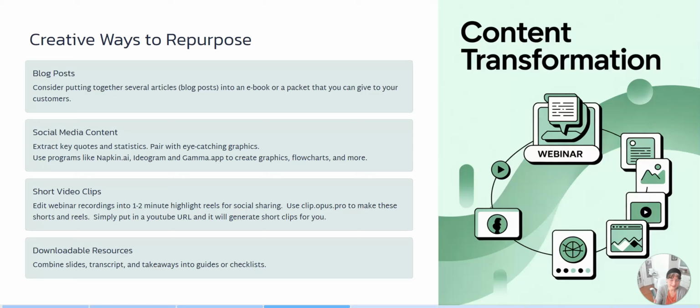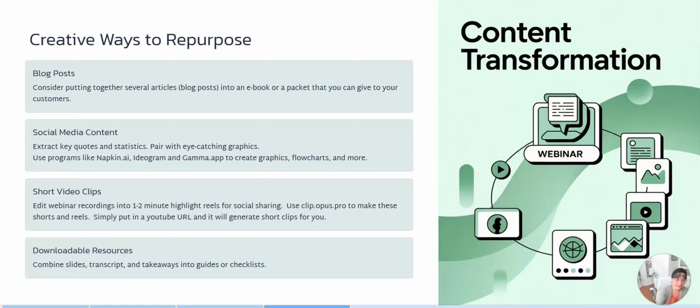Social media content. You can extract quotes and statistics. You can match them up with graphics. And you can use programs like napkin.ai, Ideogram, and gamma.app to create these graphics and flowcharts and more. The slides that you're looking at right now were created by gamma.app. And all I did was use chat to create the outline for this webinar.